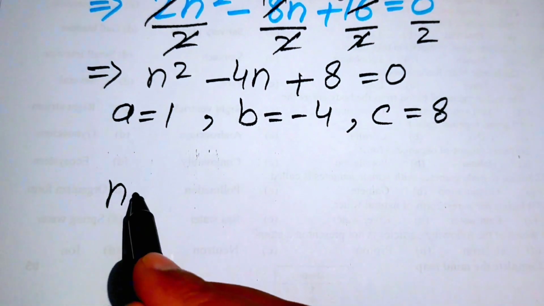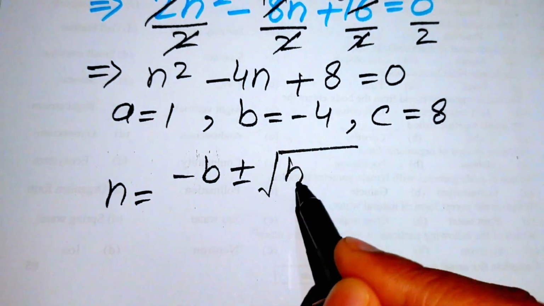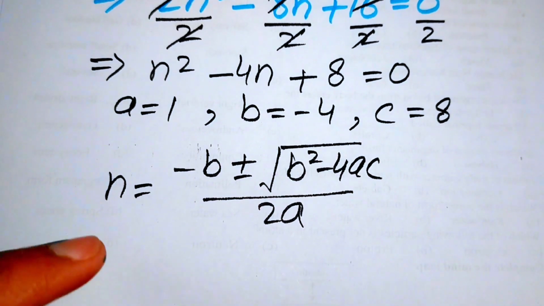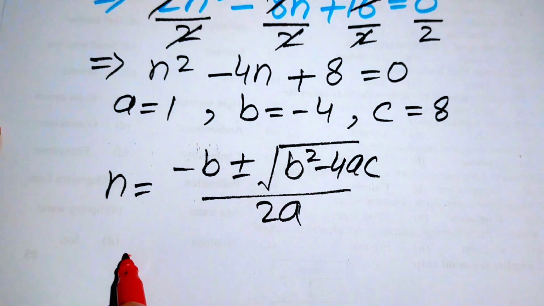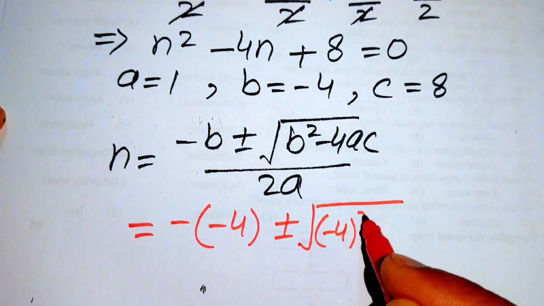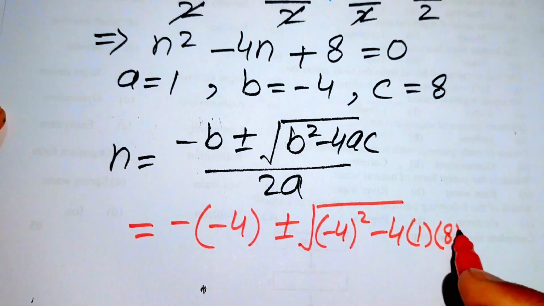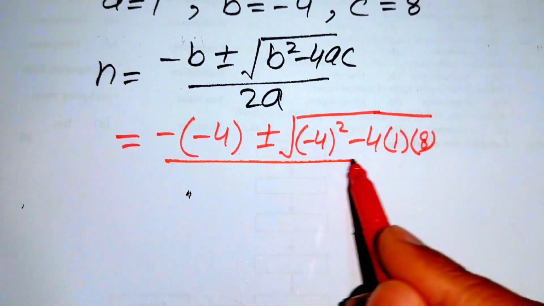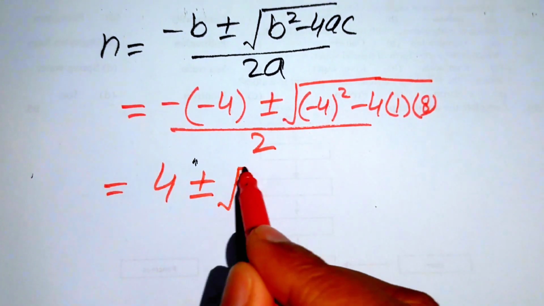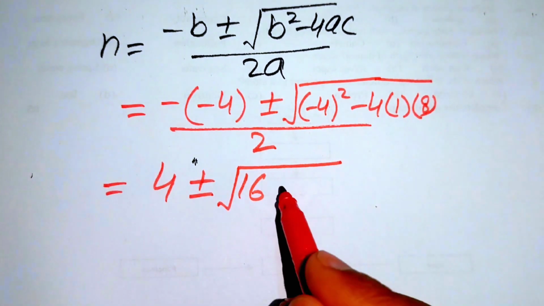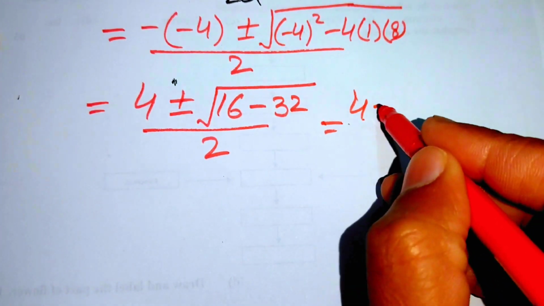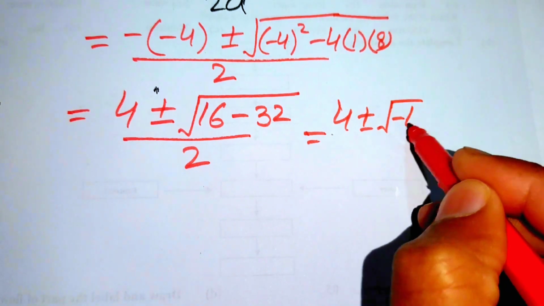You know the quadratic formula looks like this: -b plus or minus the square root of b^2 - 4ac, divided by 2a. Here we put in all the values of a, b and c, and we get -(-4) plus or minus the square root of (-4)^2 - 4 times 1 times 8, divided by 2. Simplifying, we write it as 4 plus or minus the square root of 16 - 32, divided by 2, which becomes 4 plus or minus the square root of -16, divided by 2.